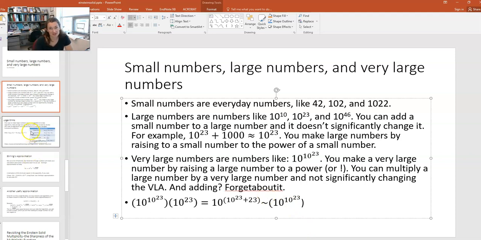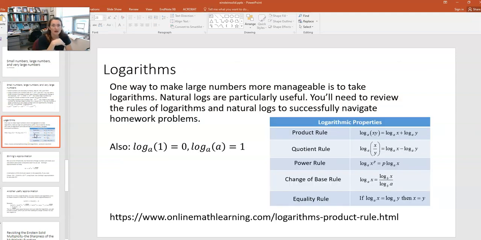Those are some approximations that you might be using in some of the problems that you work in thermodynamics. Now, one way to make large numbers and very large numbers more manageable is to take the logarithm of them and deal with the logarithm instead of the number itself. Natural logs are particularly useful in physics and thermodynamics. One thing I want you to remember is the rules for dealing with logarithms. Of course, this gets covered way back in high school, but it might have been a while, so it's worth reviewing how to handle them.